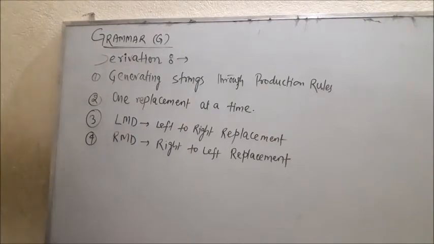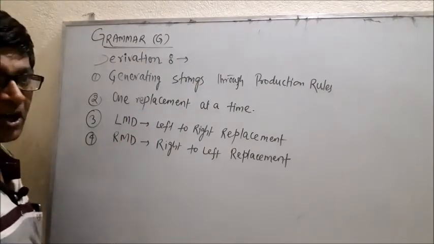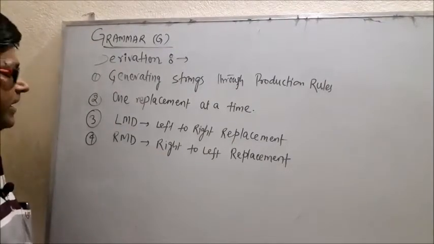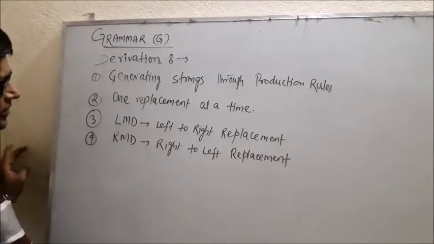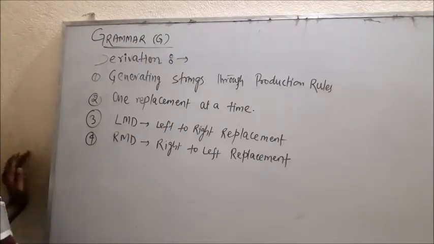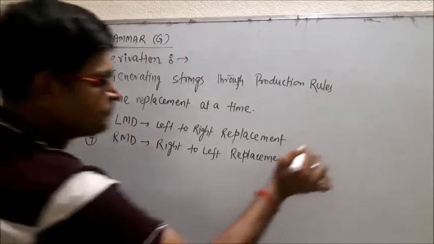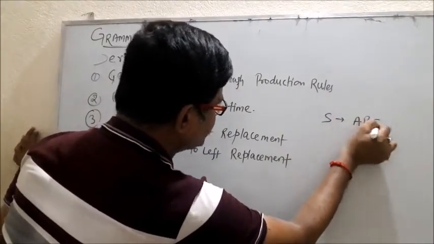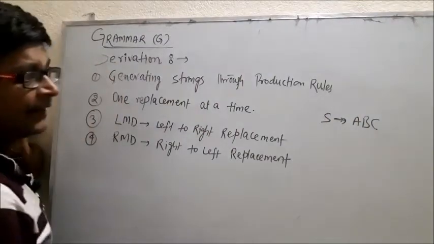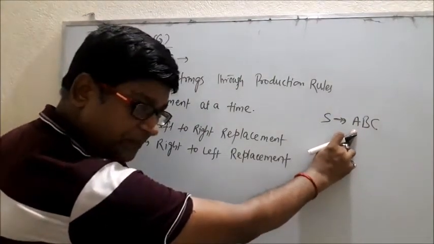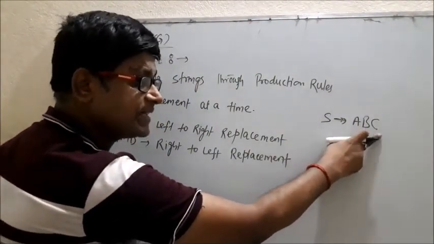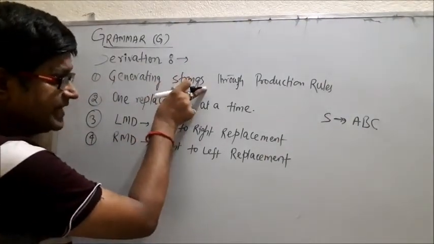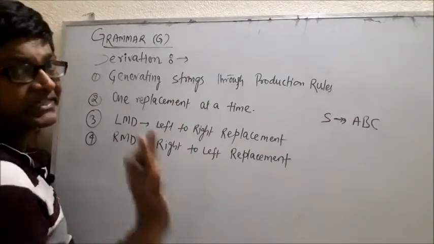That is the first thing. Second are very important points. I am discussing all the points, and I will implement all of them in the examples. The next very important point is one replacement at a time. For example, suppose I give you S = ABC. Then A will be replaced, B will be replaced, and C will be replaced for generation of strings, because in strings no variable should be there. Please take note of that.